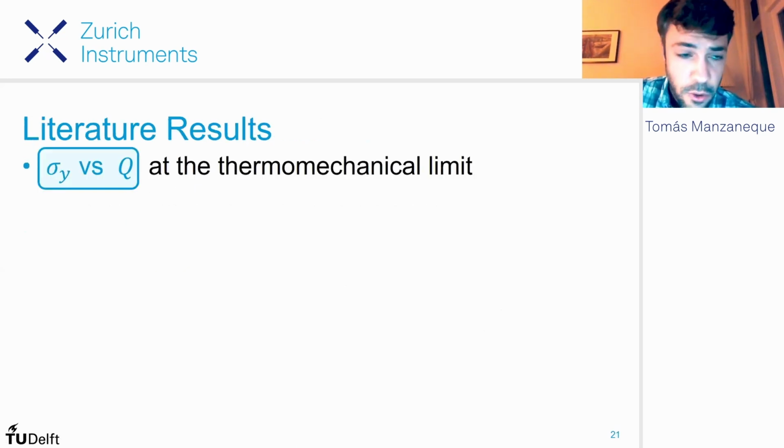So to illustrate a little bit more why this open loop, closed loop distinction is very important, we can look at the literature. And in the last years, there has been some discussion on what is the influence of the quality factor on the Allan deviation when a resonator is at this ultimate thermomechanical limit that I described in the first part of the presentation.